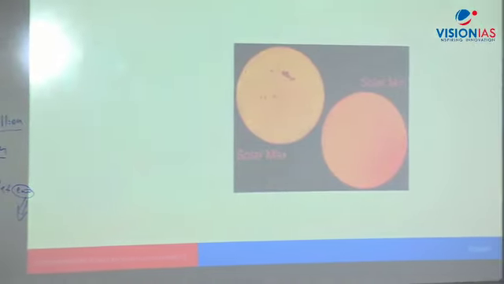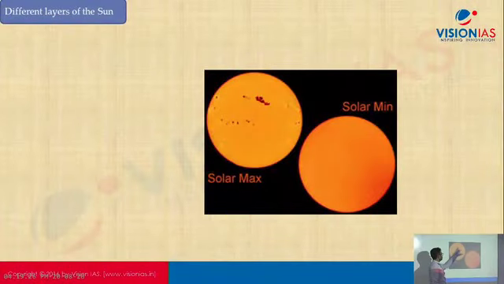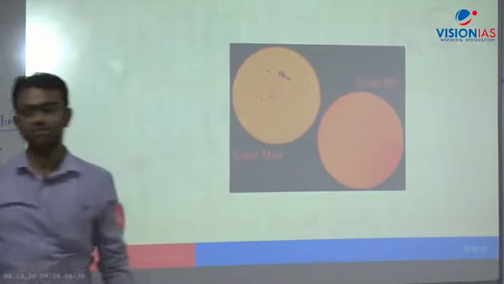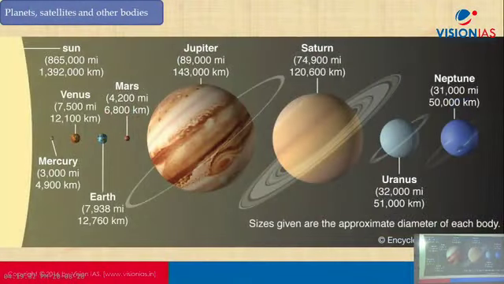Okay, this is how the solar maxima and solar minima would appear. Solar maximum with the highest number of dark spots, sunspots. Solar minima is the lowest number of sunspots. So now I'll give you brief data about all the other planets. You keep writing, इसमें कुछ explain करने का जरूरी नहीं है.